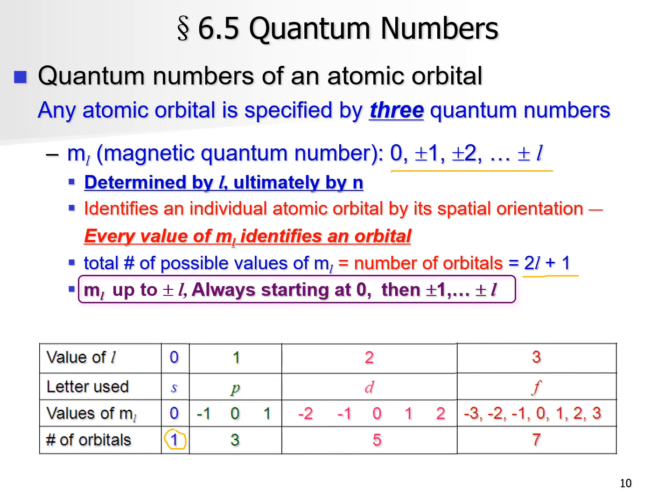And this rule is very important for us to pick the various values of M sub L because we cannot go any further. We cannot go beyond plus minus L for the values of M sub L. We can always start with a 0 and go in with a pair.